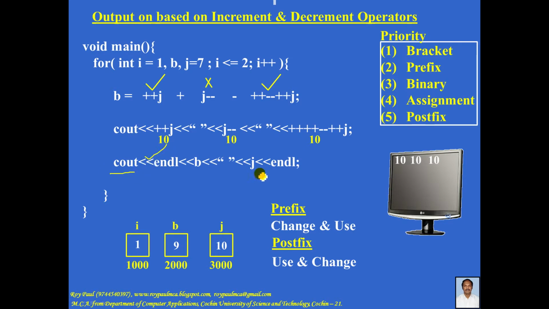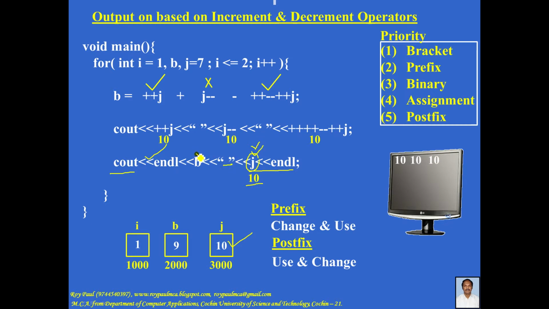Output operator, calculation must be done from right to left. So let me start from this point. This is neither prefix nor postfix, so no need to apply any rule. J contains 10. So in the computer's monitor, at this point you get 10.